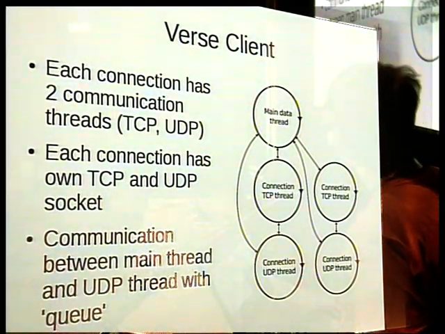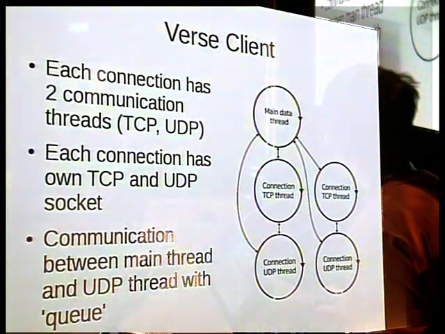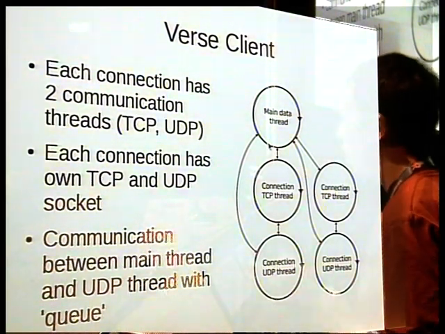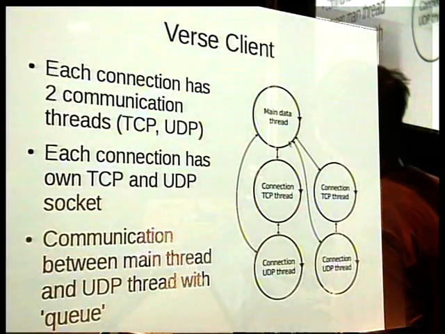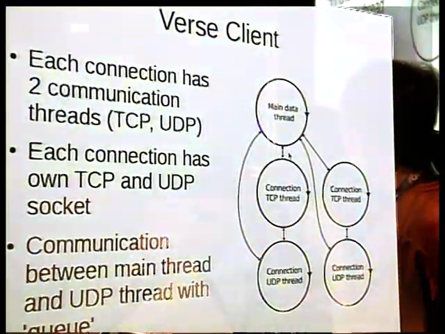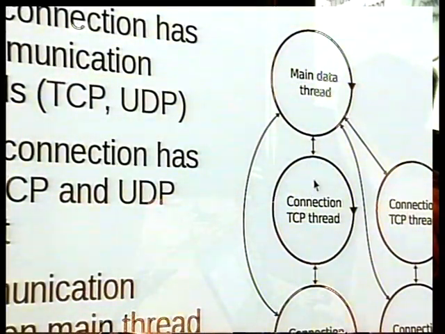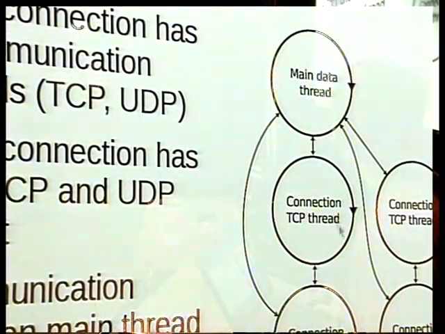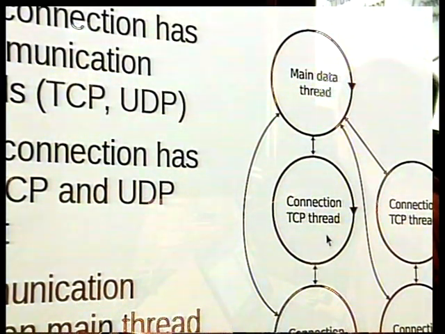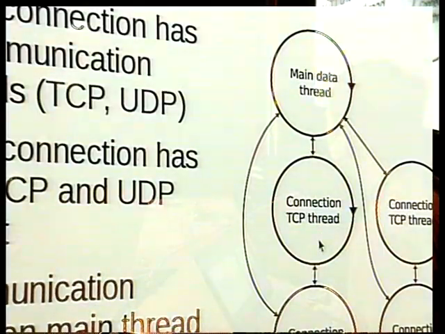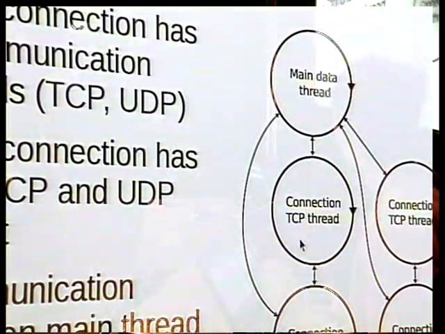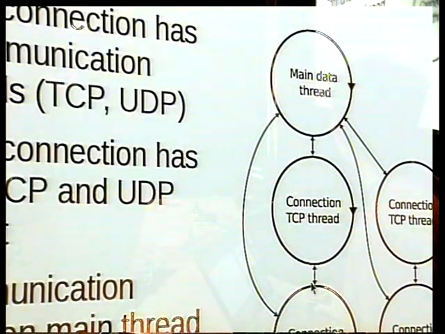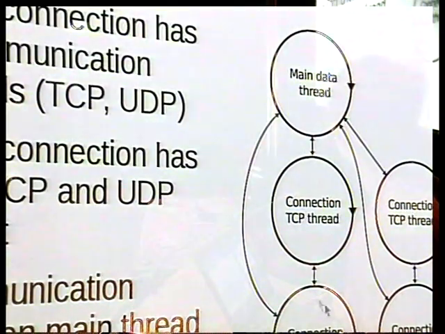The client uses a similar approach. It means there is a main thread and a data thread, and you call some function that connects this client to the VARS server, then a TCP thread is created. It is again used for negotiation, authentication, and when it is finished, then a UDP thread for the connection is created.